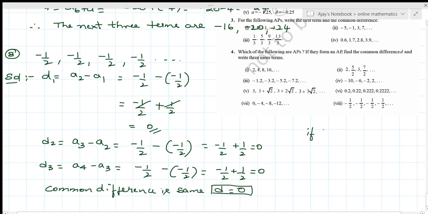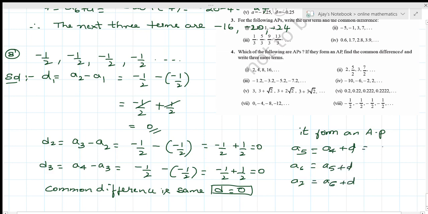So it forms an AP. If it is an AP, I have to find out the next 3 terms. For the next 3 terms, you can just say that since 0 is only added, the number remains the same. That is A4 plus D, this is A5 plus D, and this is A6 plus D, which is nothing but minus 1 by 2, minus 1 by 2, minus 1 by 2. So therefore the next 3 terms are minus 1 by 2, minus 1 by 2, minus 1 by 2. I hope you understood the class.